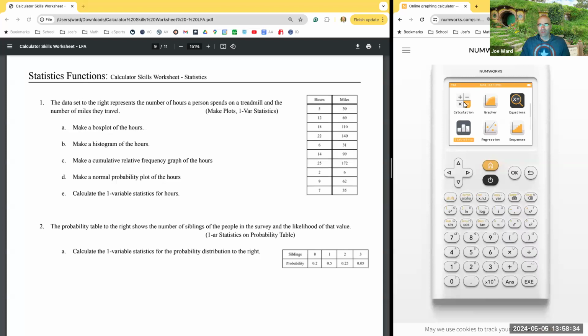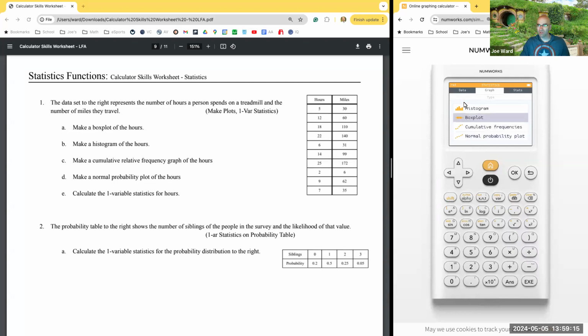What we're going to be looking at is hours, so I'm going to put that in first. In here, I'm going to put in these values: 5, 12, 18, 22, 6, 14, 25, 2, 9, and 7. This is the number of hours a person spends on a treadmill, and the other variable is the number of miles they traveled. We're not doing regression, so I only need the hours right now. I go to my data and plug in those values in V1. Then I go to my graph and I can choose: do I want a box plot, a histogram, a cumulative frequency plot, or a normal probability plot? That's all you have to do.